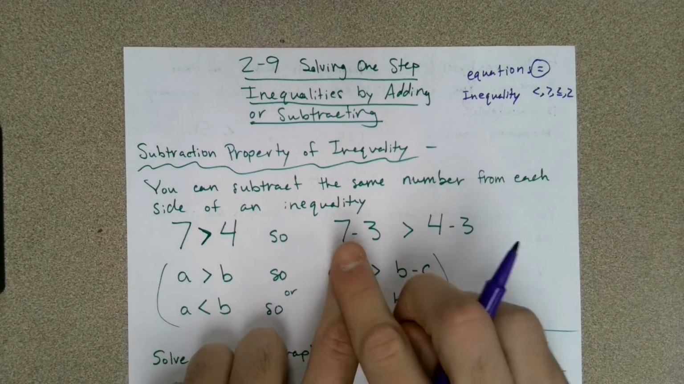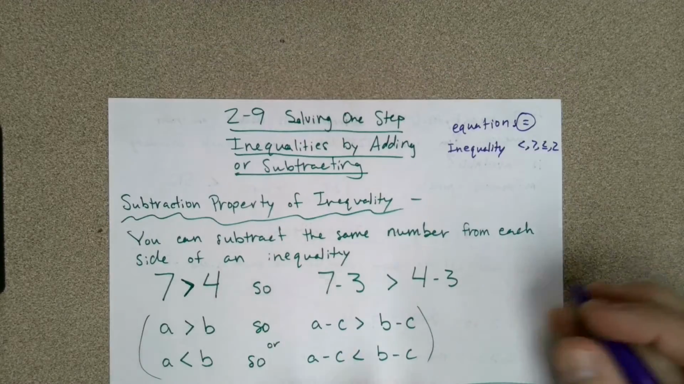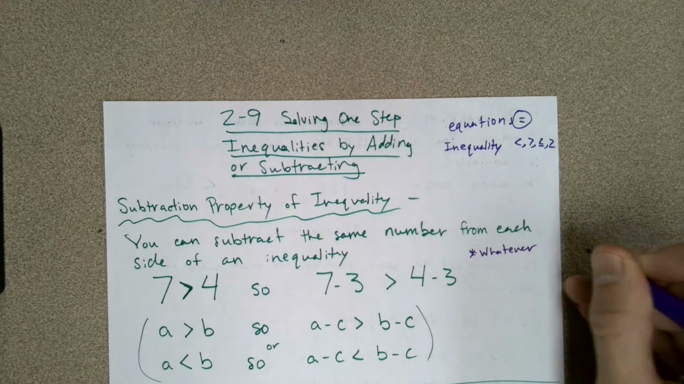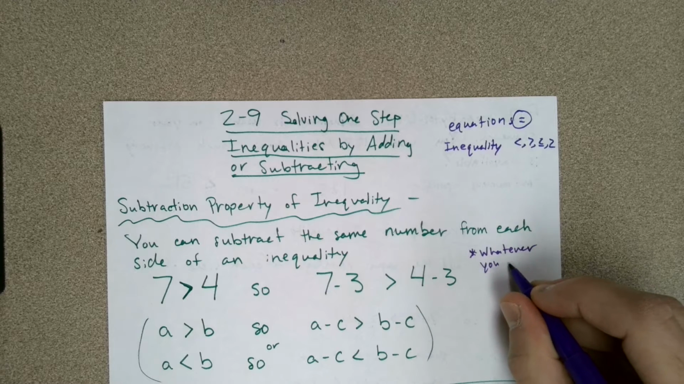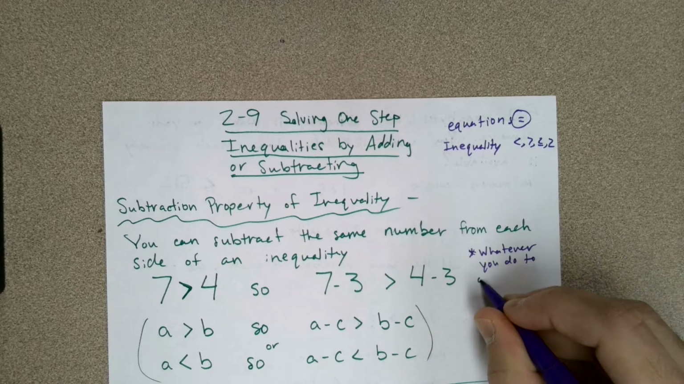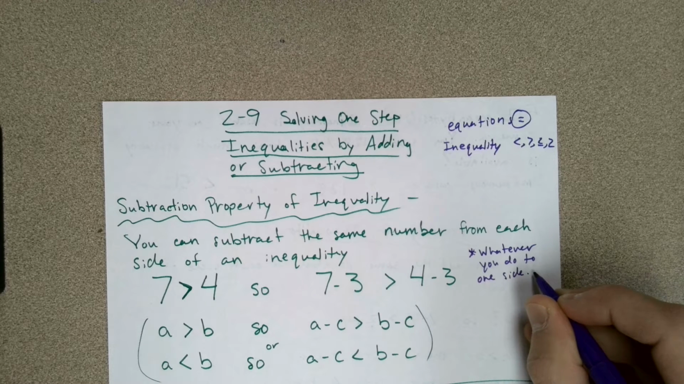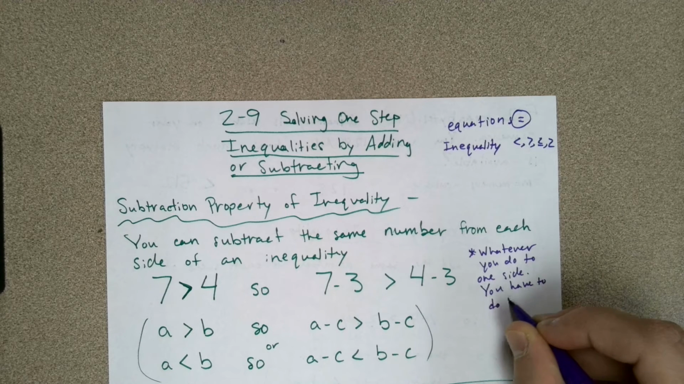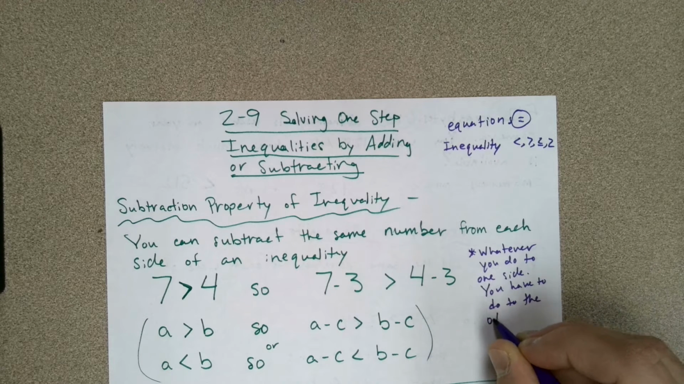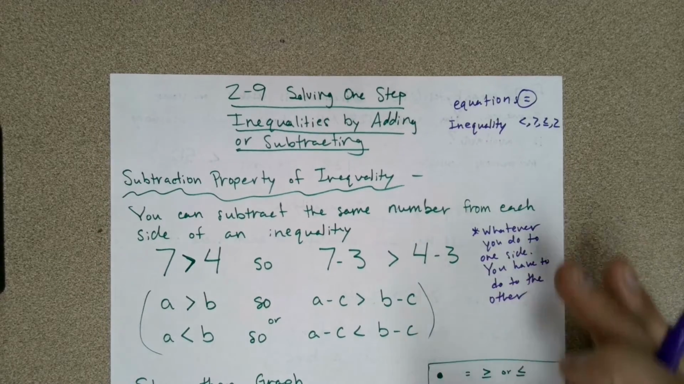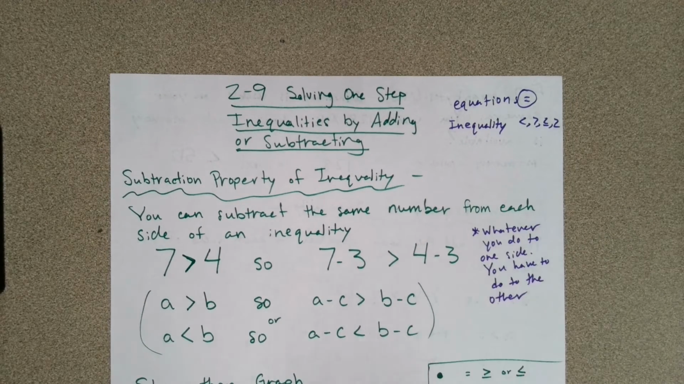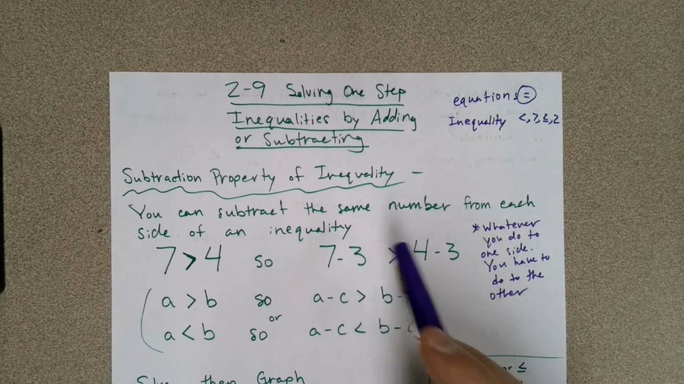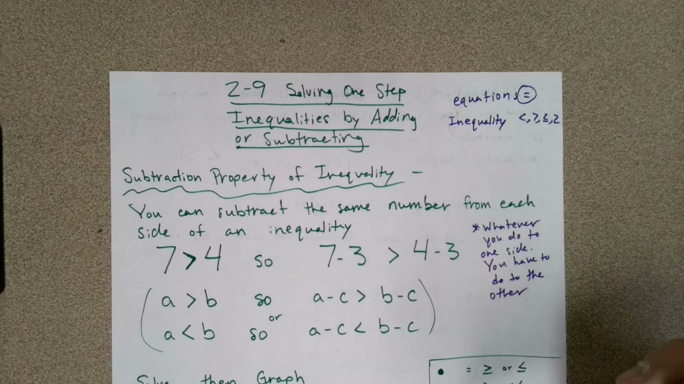As long as you keep it balanced, whatever you do to one side, you have to do to the other. We're doing those same rules. I said that was a super important rule. Still applies. Whatever you do to one side, you have to do to the other. Big rule. Talked about that last week. Still a big rule today. So 7 is greater than 4 is the same as 7 minus 3 is greater than 4 minus 3. We can subtract 3 from each side.